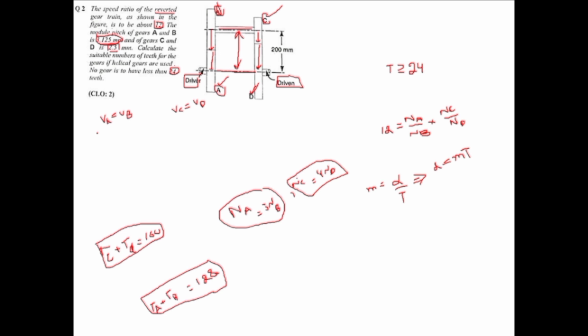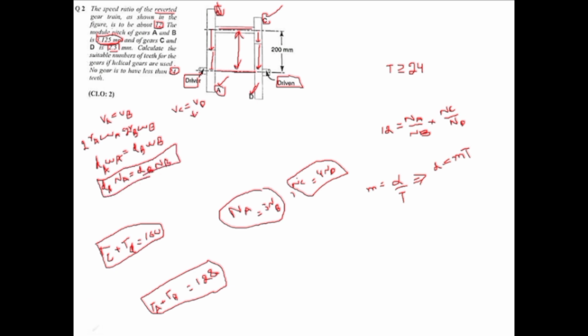And as velocity is equal to r omega, so Ra into omega A is equal to Rb into omega B. Now multiply 2 on both sides. So 2Ra will be equal to dA and 2Rb will be equal to dB. As omega is the angular speed or number of revolutions per minute, so omega A can be written as Na and omega B can be written as Nb.